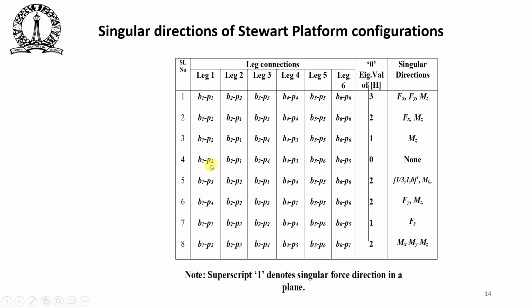If you cross all the legs, B1, P2, B2, P1, B3, P4, B4, P3, B5, P6, B6, P5, then none of the eigenvalues are 0, and hence there are no singular directions. We can also do it from 1 to 2, 2 to 3, 3 to 4, 4 to 5, 5 to 6, and 6 to 1. So basically each of the legs is shifted by 1. Then you can see that there are singular directions which are Mx, My, and Mz.